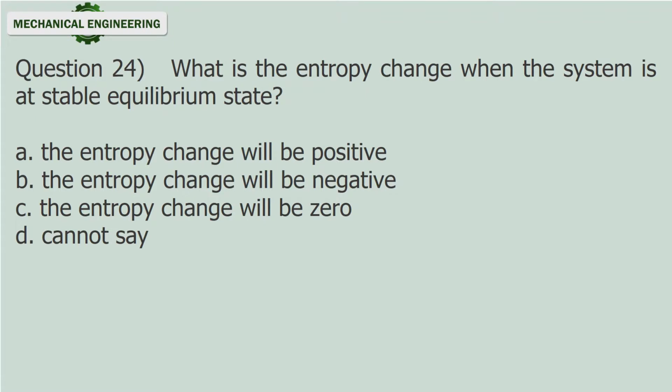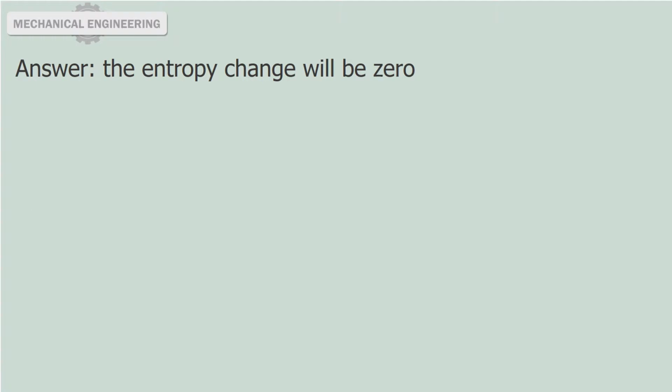Question 24. What is the entropy change when the system is at stable equilibrium state? A. The entropy change will be positive. B. The entropy change will be negative. C. The entropy change will be 0. D. Cannot say. Answer: the entropy change will be 0.